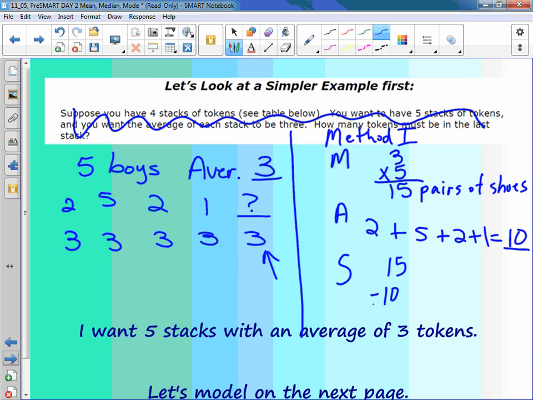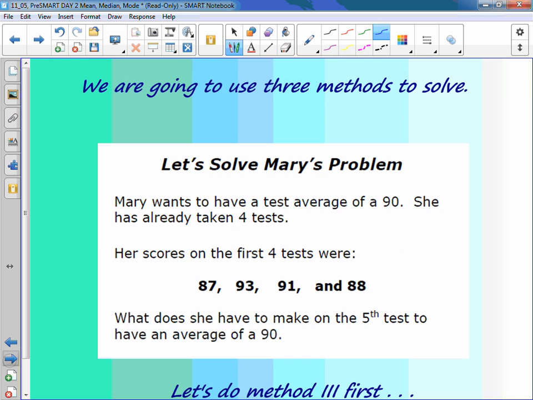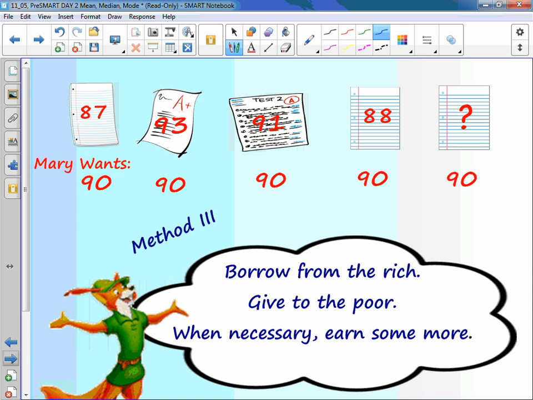of shoes, well, that tells you that the last guy that's missing, we don't know how many shoes he had. That means the last guy had 5 pairs. So we multiply, then we add, and then we subtract. We're going to do that again, but this time we're going to use that Mary problem from the front, and we're going to try it both ways again.